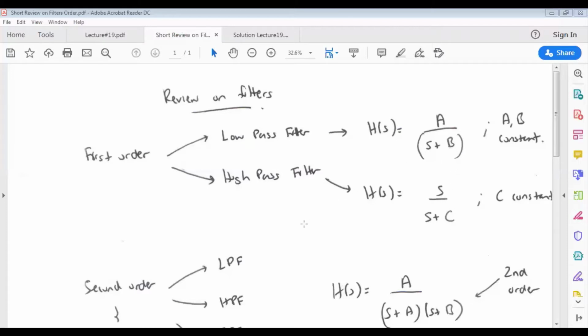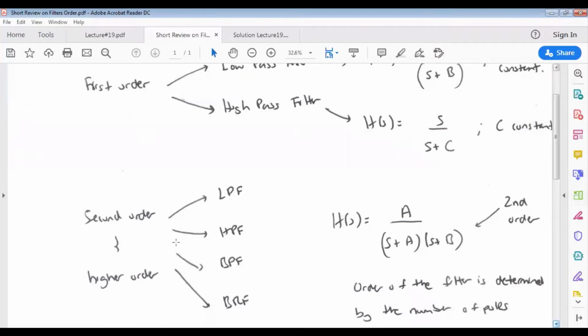Okay, so this is something that I have not taught in class before, about the second order and higher order filters, but we just have a short review on this. Second order and higher order will be applicable for this kind of filters, which include the low pass filters, the high pass filters, the band pass filters, and the band reject filters. And the first order is only for the low pass and high pass.